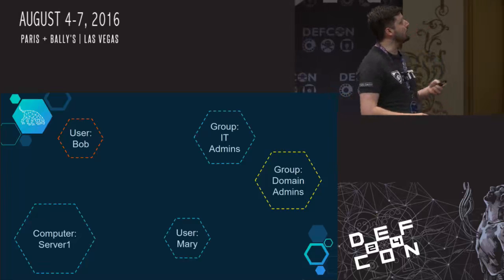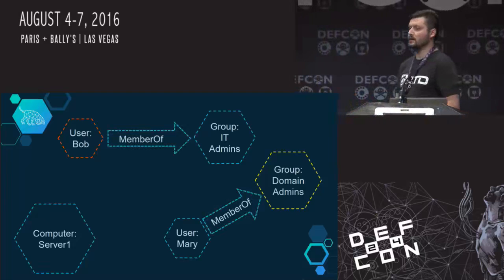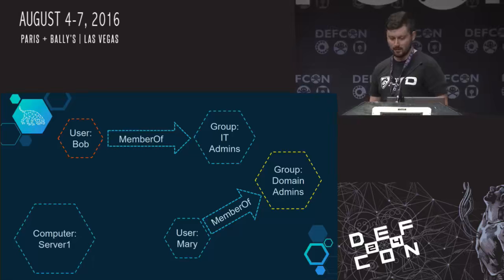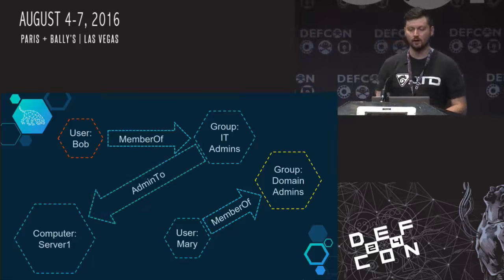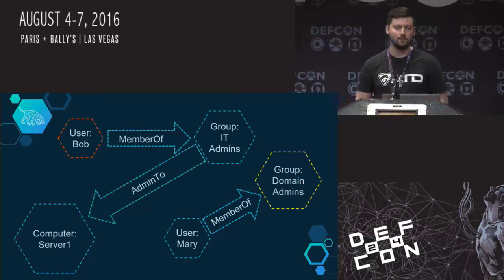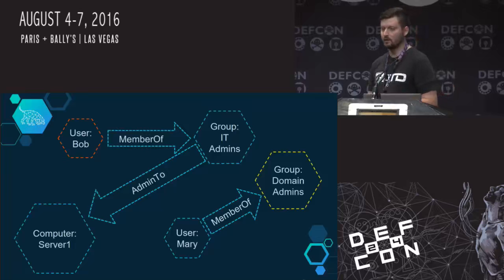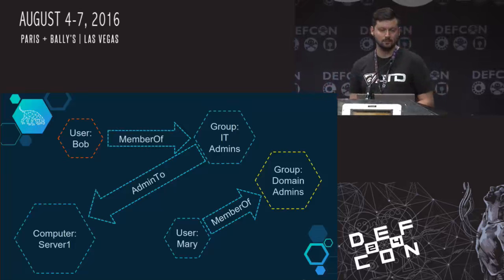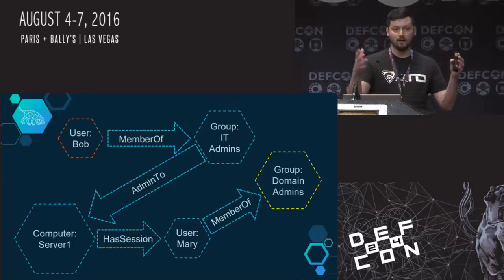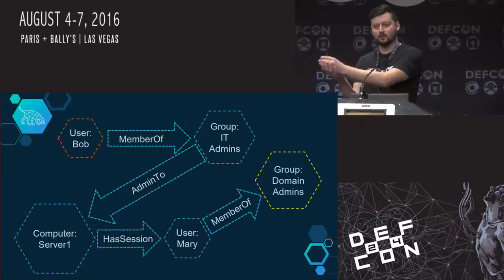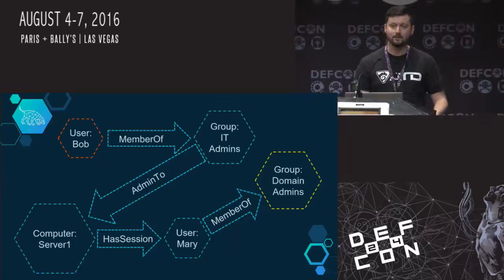We find out that Bob is a member of this group called IT admins, and we find out that Mary is a member of this group called domain admins. Next, we figure out privilege. Who has admin rights where? This group called IT admins has administrator rights on this computer called server 1. Finally, let's find out where people are logged on. We find out that Mary is logged on to computer 1, or put another way, computer 1 has a session for this user.